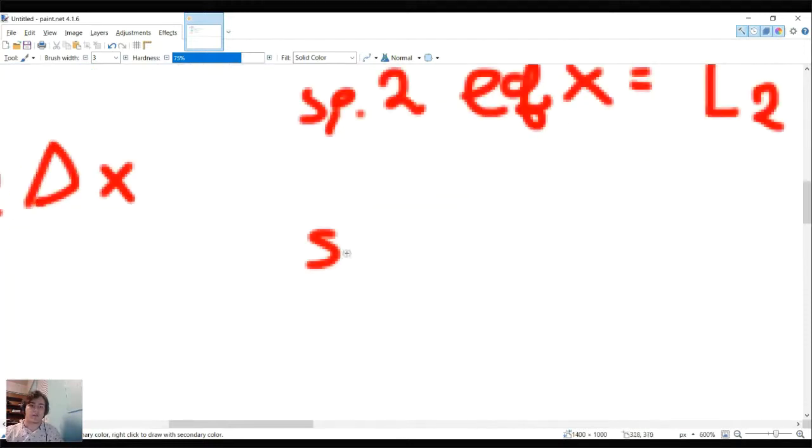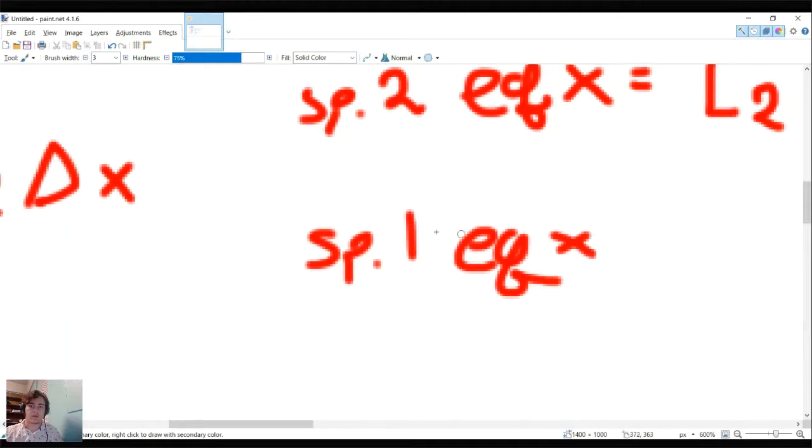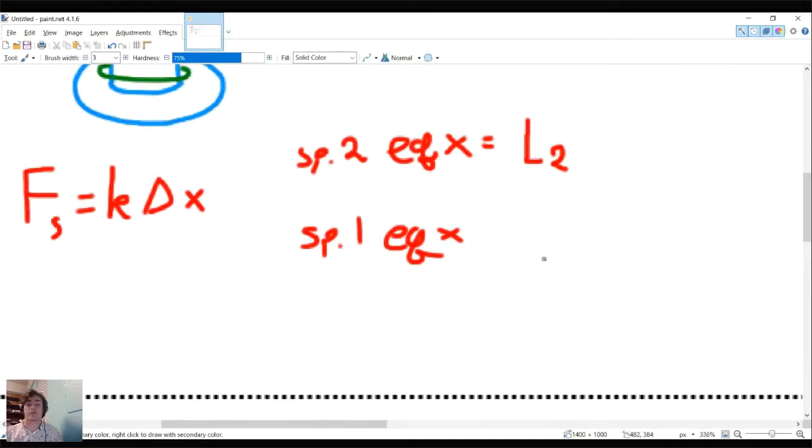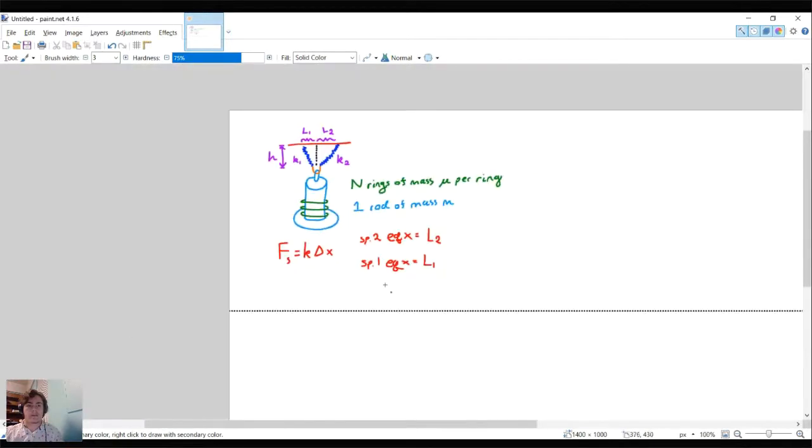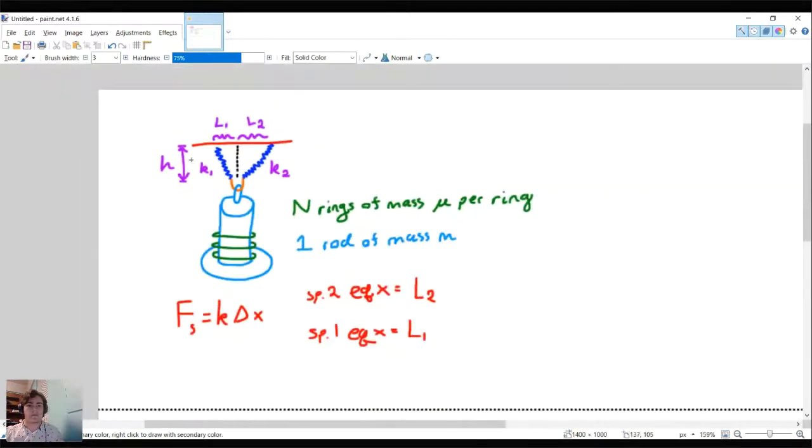And for the same reason, for spring 1, the equilibrium position, equilibrium x, is equal to L1. So next step is we have to find how much the spring is actually stretched, or the distance from the string, or whatever is holding the spring onto the rod or connecting the two. And we use the Pythagorean theorem for this.